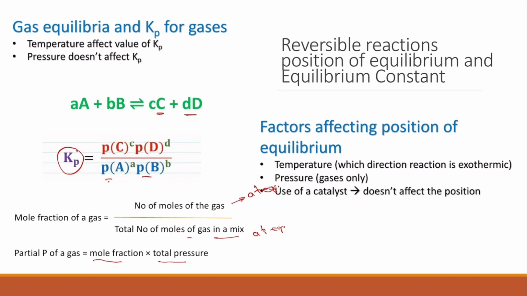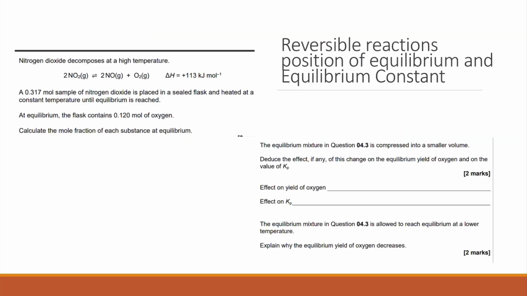And finally, the use of a catalyst. The catalyst does not affect the position of equilibrium, but it only affects the rate of the reaction, both the forward and reverse reaction, leading to reaching the equilibrium faster, because it actually increases the rate of both reactions by the exact same amount. So we just reach the equilibrium faster, but it doesn't affect the position of the equilibrium.